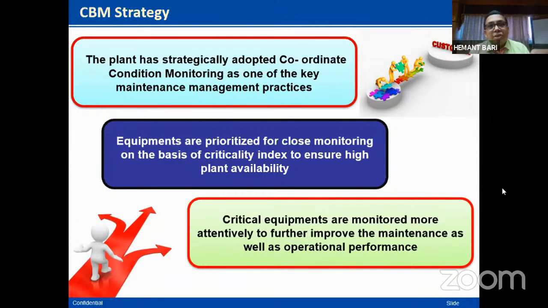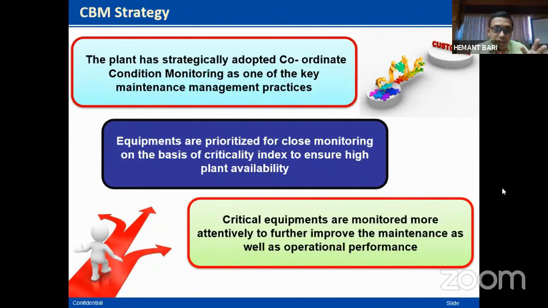Then pumps, standby available hai, we'll monitor weekly. दो standby available हैं, fortnightly. As and when कोयले का रेक आया and those machines are running, monthly. Some service water pumps हैं, bi-monthly. So in this way we monitor, just like a human body. So critical equipments are monitored more attentively to further improve the maintenance as well as operational performance. Critical equipments के ऊपर हमारा ज़्यादा से ज़्यादा ध्यान होता है. So for that system also we have installed the online vibration continuous monitoring system.